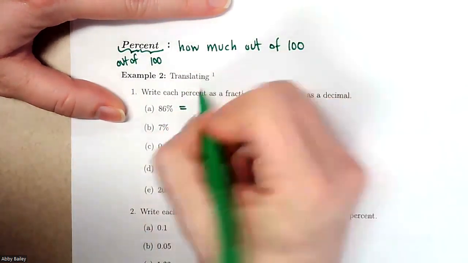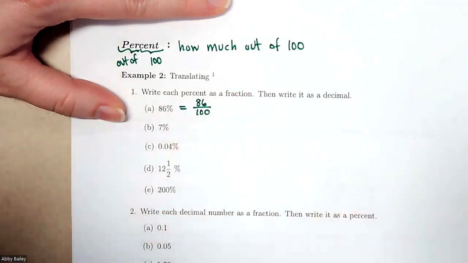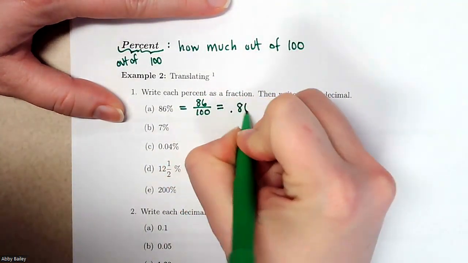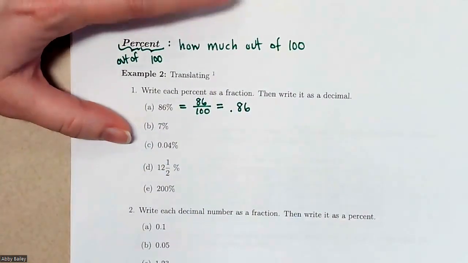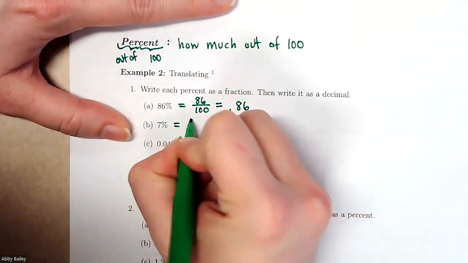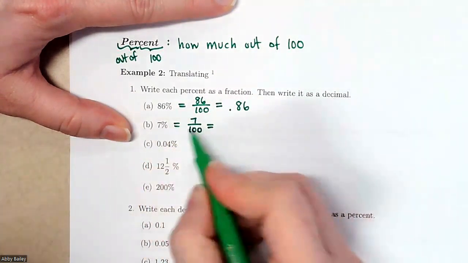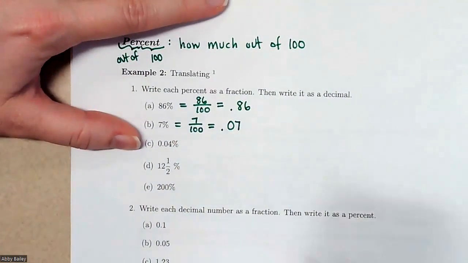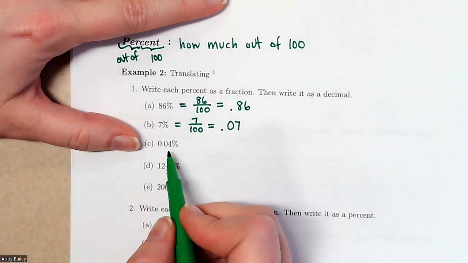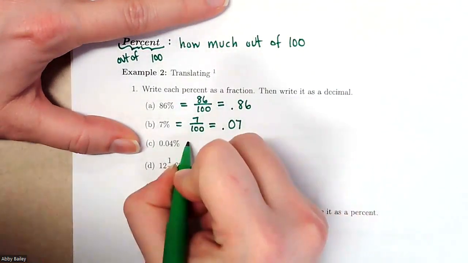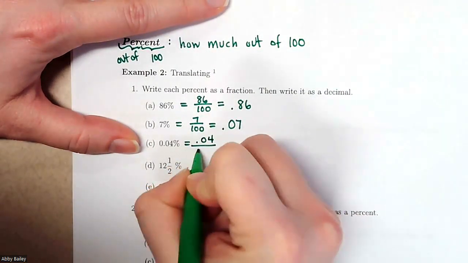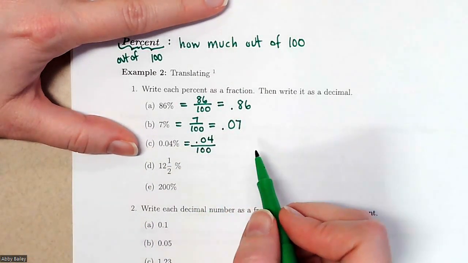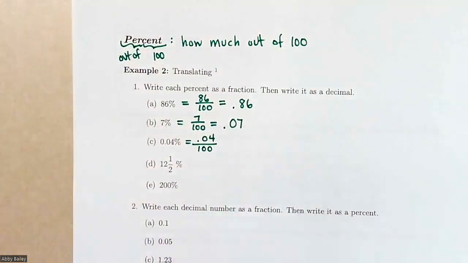86%. 86 out of 100 portions. Then write it as a decimal. Well, this is 0.86, 8 tenths, 6 hundredths, 86 hundredths. 7%, 7 out of 100. Well, there's no tenths. So 0 tenths, 7 hundredths place. Ooh, now this one's weird. This is a portion of a percent. So this is 0.04 out of 100. That's strange. So let's scale up. Let's scale up by 100.